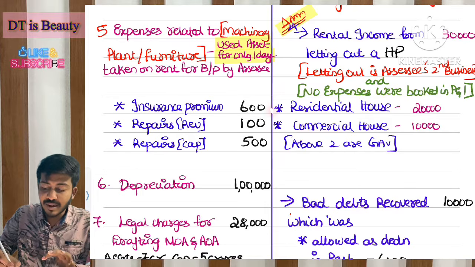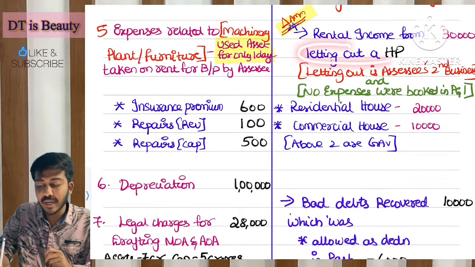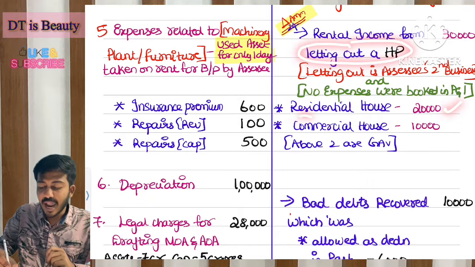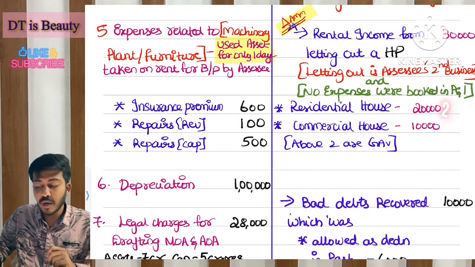And they are telling they have got incomes like this. One is they have got the residential house. From the residential house, they have got a letting out income of 20,000, and from a commercial house they have got a rental income of 10,000. These two numbers are denoting GAV. Okay, no problem. Now what should come in PGBP?